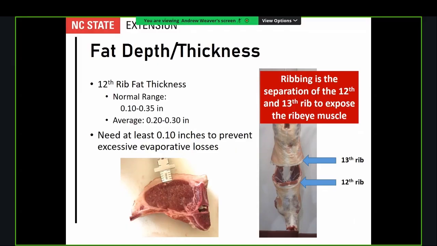So the normal range here, we want at least 1/10 of an inch of back fat, up to 0.35, and there's a reason for that 0.35 number. We want to try to not exceed that. When we get above that number, we're in that yield grade 4 range, which is generally undesirable. Most lamb carcasses, and when we talk to buyers that are working in the more traditional lamb industry, they're seeking carcasses that are somewhere in that 0.2 of an inch range.